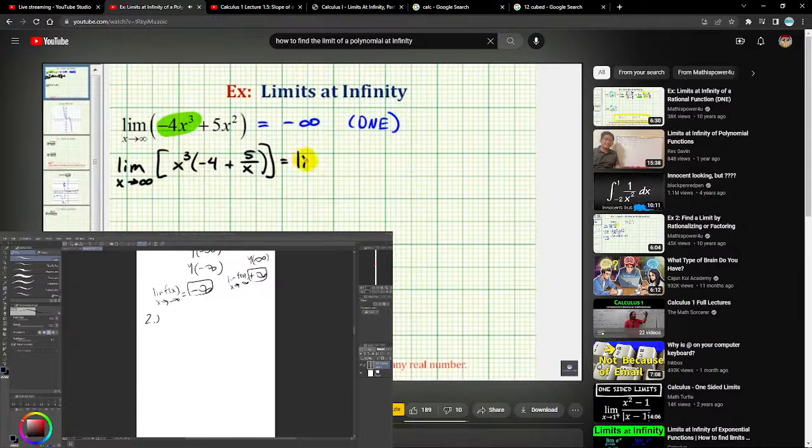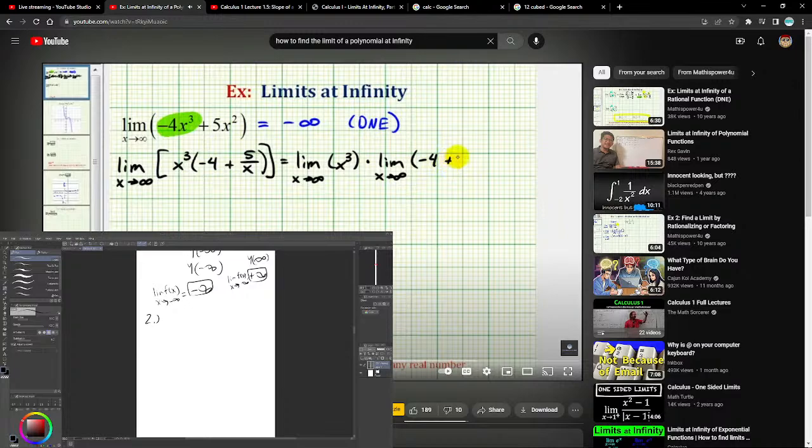Oh, that's what he was doing. He's just rewriting it as a product of two limits. I was so confused because like in the videos, he never uses limit properties. But in the notes, I guess they just kept using them.